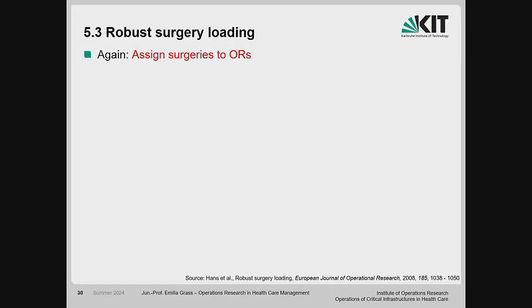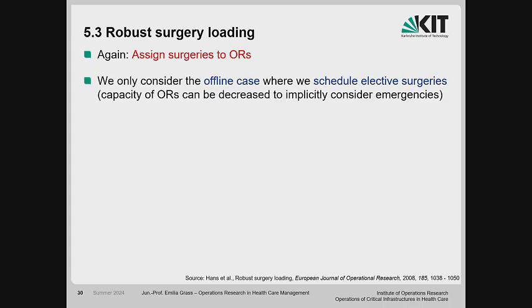Okay, so the task remains the same. We assign surgeries to operating rooms. This time we consider only the offline cases. That means we know the surgeries in advance. This is because of our elective appointments for hip surgeries, knee surgery, whatever.